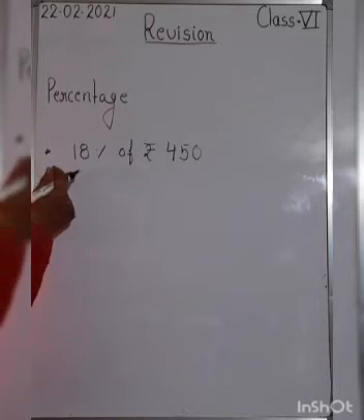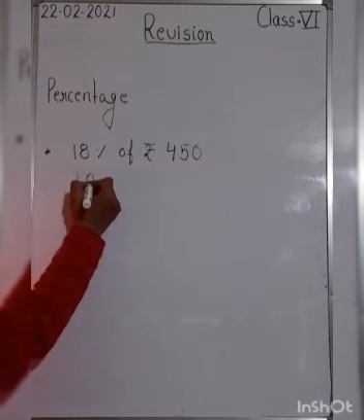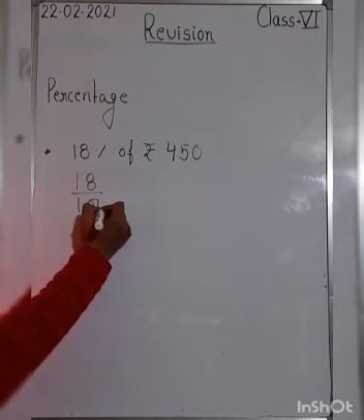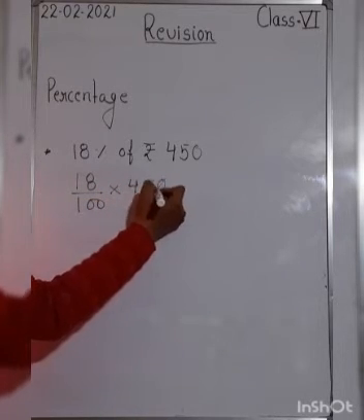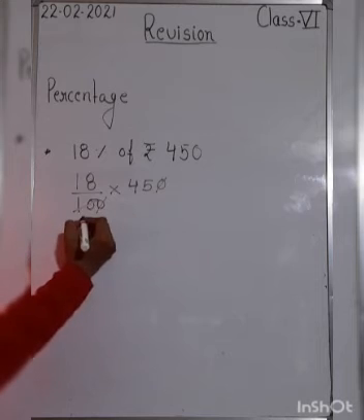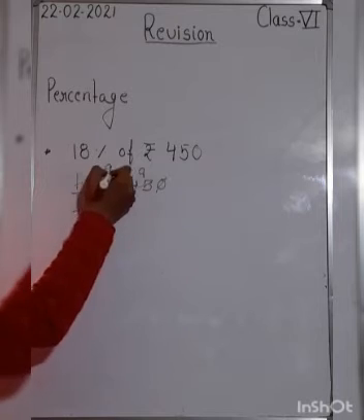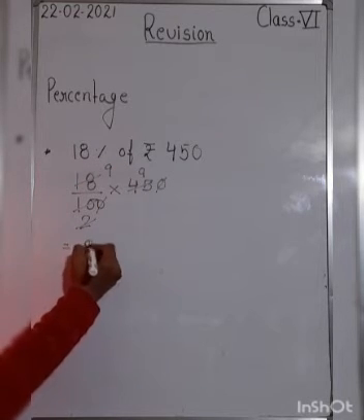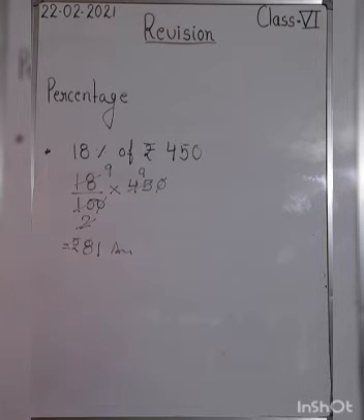The topic is your percentage. Simple questions you will be getting, or any word problem. So how do you find? That is your 18% means 18 upon 100, of means multiply, 450. From the 0, I have cut this 0. Now 2 fives are 10, 5 nines are 45, 2 nines are 18. This is your 9, 9 nines are 81. So your answer will be rupees 81. That is, 18% of rupees 450 is 81. You can get word problems based on this percentage also.